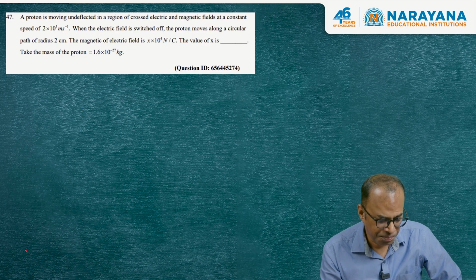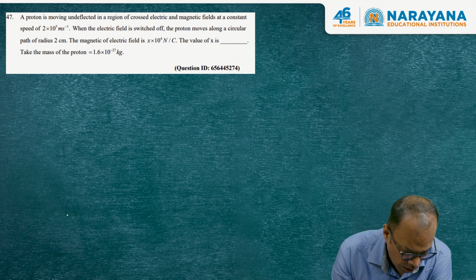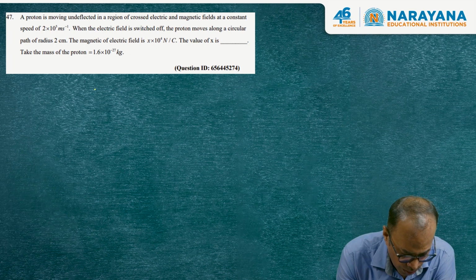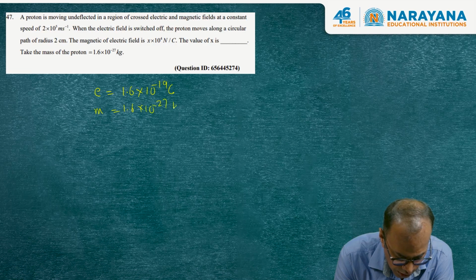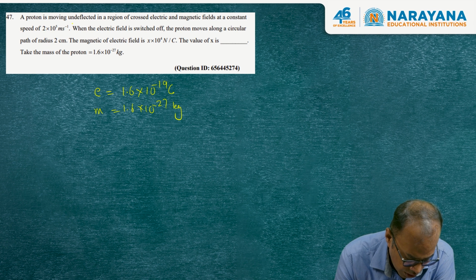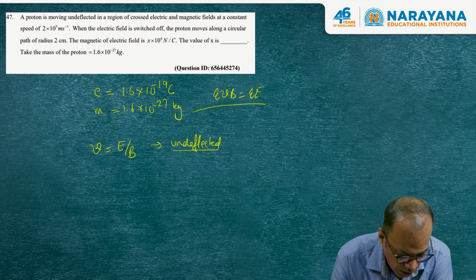Okay, next question. So this again seems like a lengthy question to me. We have a proton. So proton ka charge is 1.6 times 10 raised to minus 19 coulomb. Mass is given to us as 1.6 into 10 to minus 27 kg. Now it is moving undeflected in the region of crossed electric and magnetic fields. For undeflected motion we should have V is equal to E by B. The force due to magnetic field and force due to electric field must cancel each other.